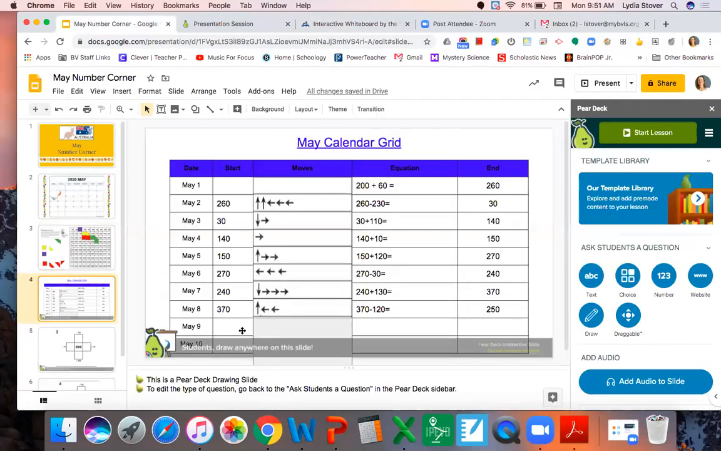So here's our equation. We're going to start with what we ended, 250. We're going to go down 100 and over 2 10s. That's an addition problem.